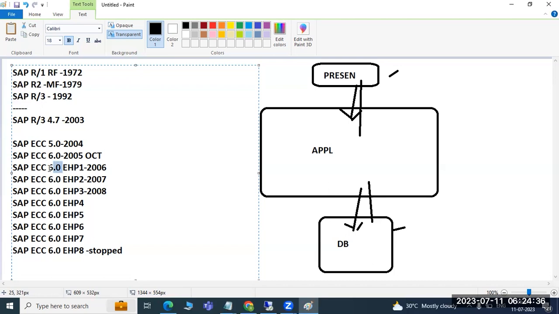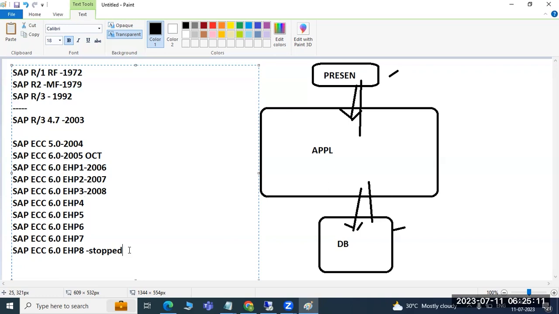Just on top of ECC, they started releasing enhancement packages. They are just packages; you need not download the entire software. Just download the EHP version, then install it on top of the base version of ECC 6.0. See how their product versions progressed, from R1, R2, then ECC 6.0 EHP8.